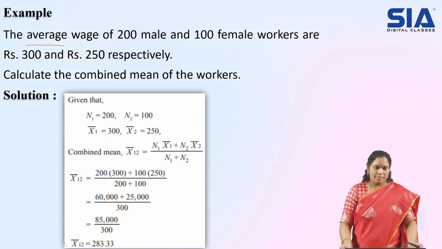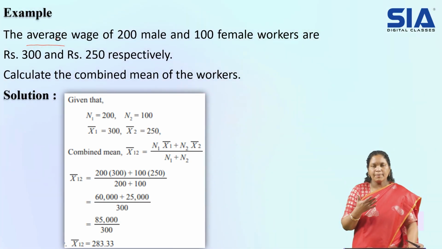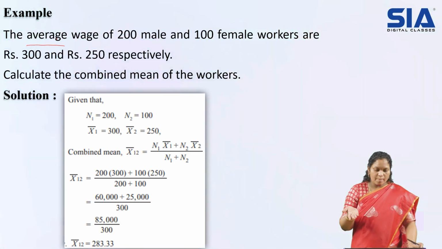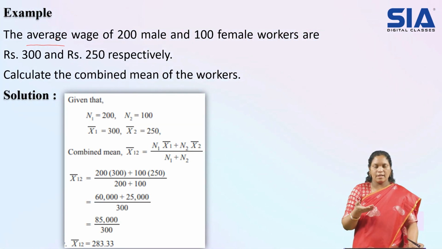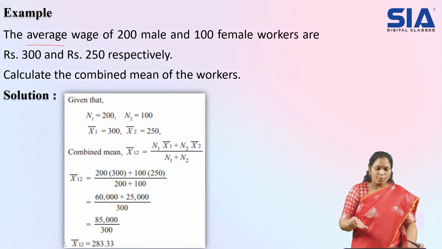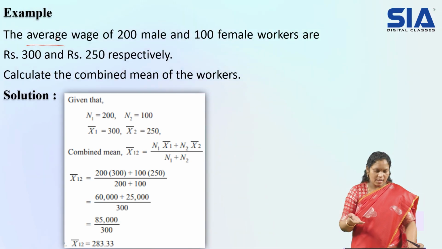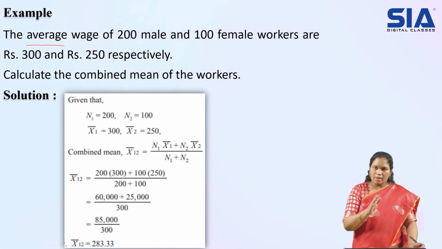Whenever they give a question, the pattern is that they'll say average. They'll never mention mean, because mean is a statistical word, right? It's a real-life example: average wage of 200 males means average monthly salary. Wage means salary, income. So they have taken 200 male people with an average wage of 300, and 100 female workers with 250. Male workers' wages and female workers' wages are given.